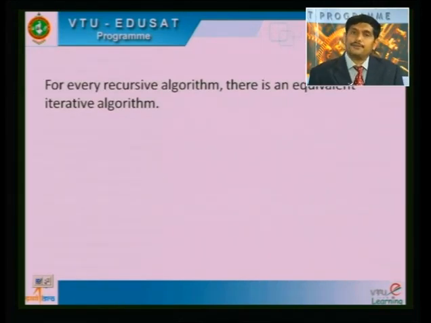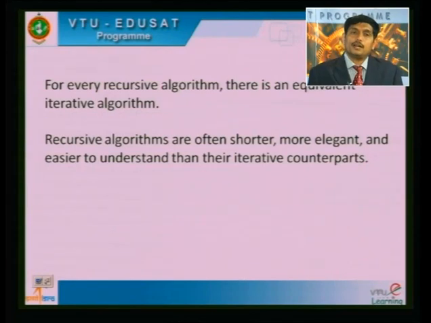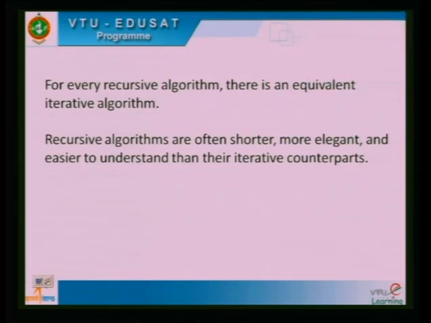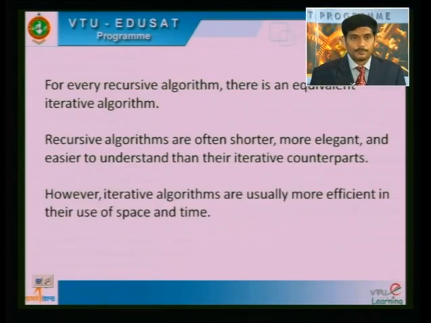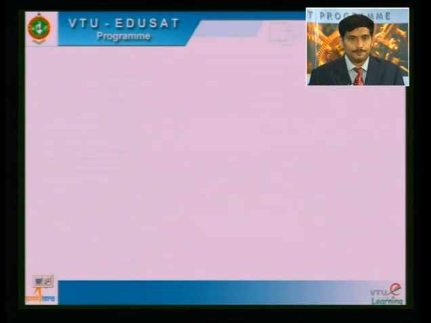For every recursive algorithm, there is an equivalent iterative algorithm also. Recursive algorithms are often shorter, more elegant and easier to understand than their iterative counterparts. That is why we can use recursive algorithms. It must be smaller, not bigger. However, the iterative algorithms are usually more efficient in their use of space and time.